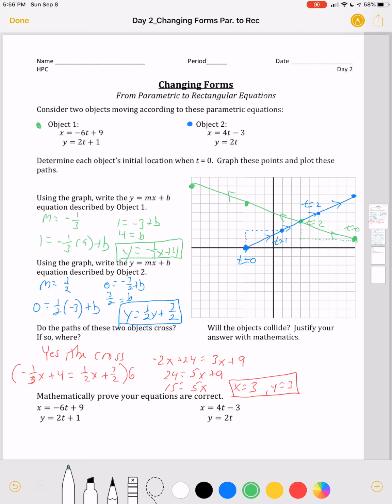So on the green line, it's t equals 2. On the blue line, it's between 1 and 2 somewhere. So they will not actually collide. And you can see that graphically. No collision.